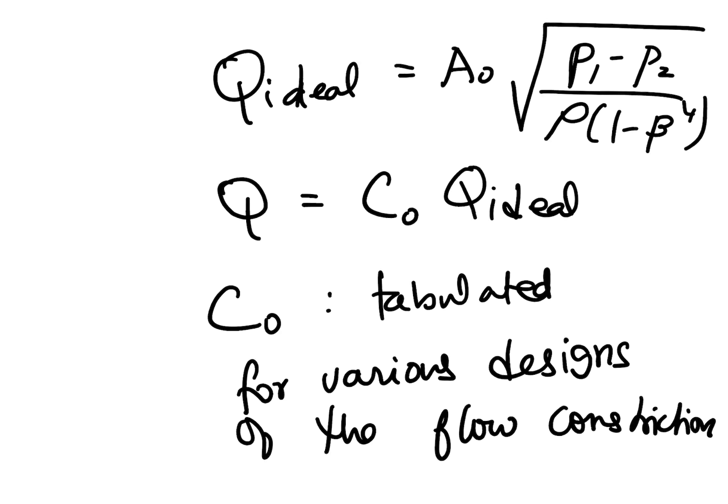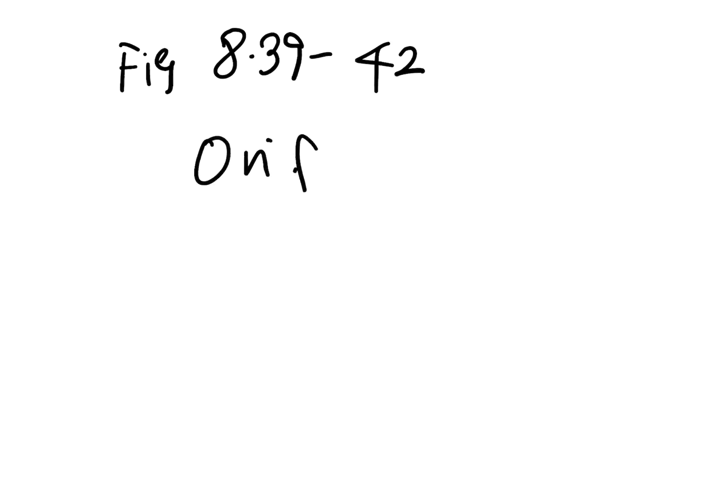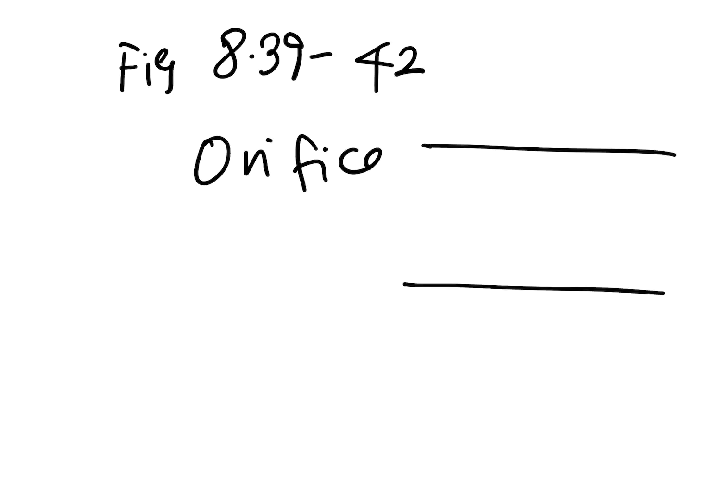This is provided in figures 8.39 to 8.42. We will use these in problems to calculate the velocity of the flow rate. There are 3 main types of constrictions that we have seen. One is that of orifice, in which the flow constriction is abrupt.